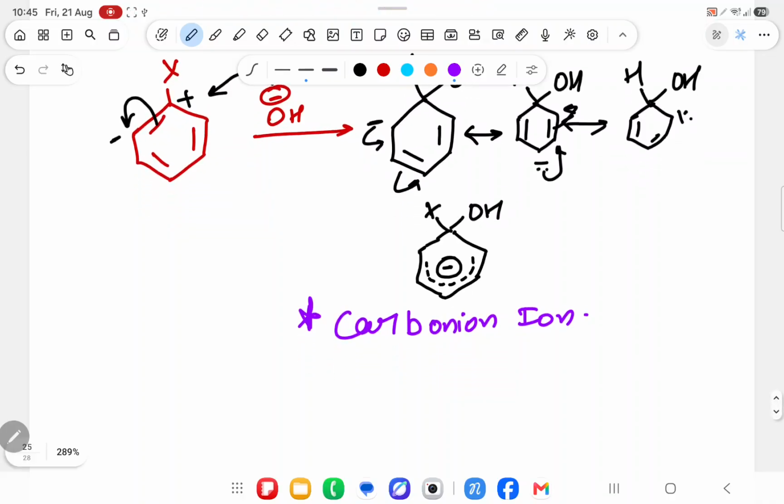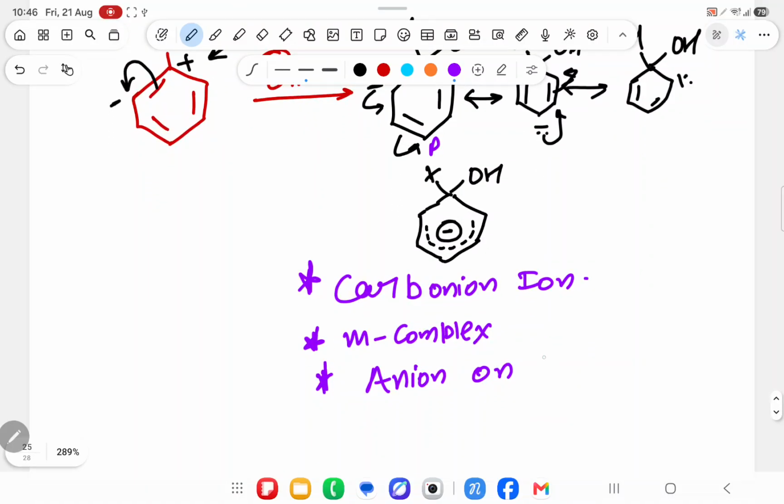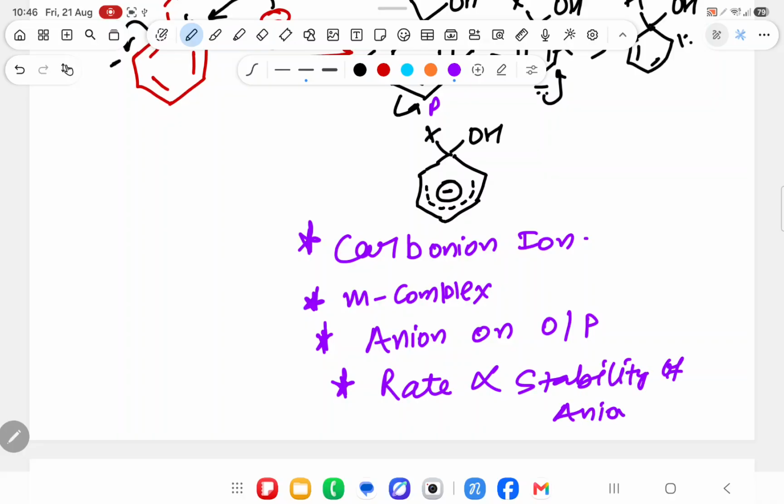Carbanion, or it is known as meta complex. Previously I have written sigma complex plus charge. It is meta complex, it is an anion. Where is the anion coming? On the ortho position, para position, ortho position. So it is coming on ortho and para positions, and the rate is directly proportional to the stability of the anion. Stability of the anion means rate is directly proportional to electron withdrawing group, inversely proportional to electron donating group. Understood this part? Acha sir, we understood.